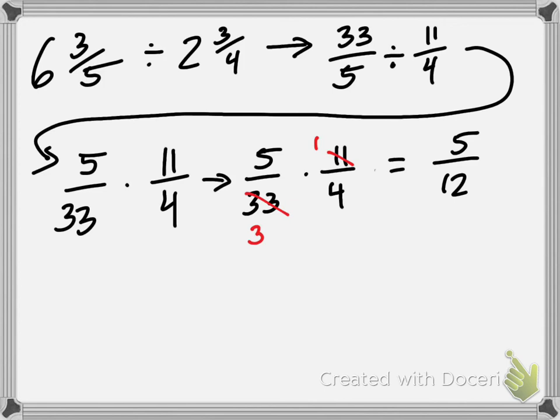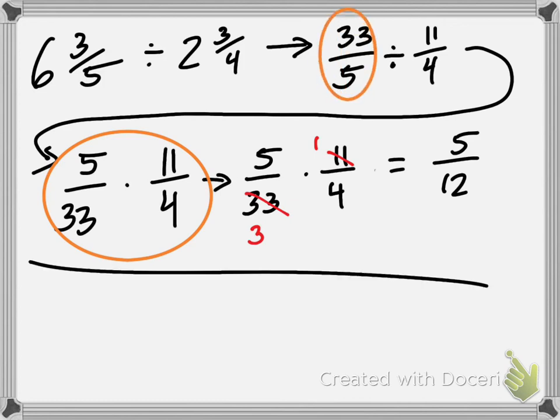Where is my mistake here? What did I mess up? Yes, Eden, what did I do wrong? You didn't flip the thing. I noticed that you didn't flip it. Oh, I flipped the wrong one. So here I flipped 5 over 33. I can't flip the first one. This one is keep, change, flip. So I actually have to keep the first one, change the sign, and flip the second.